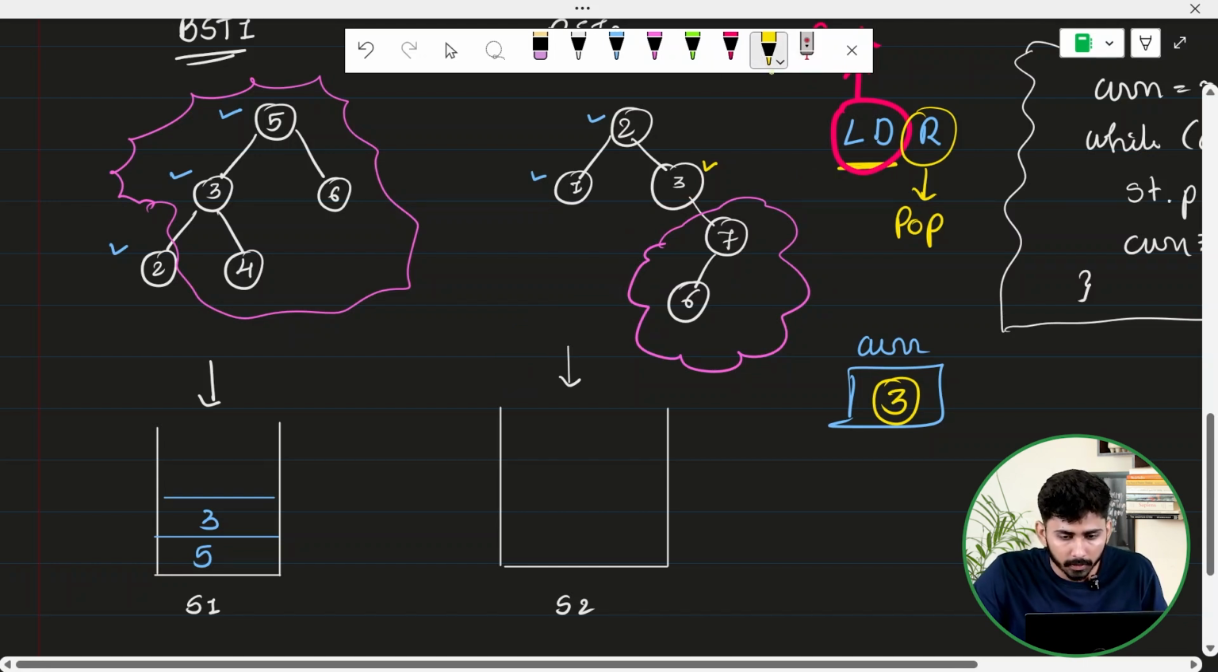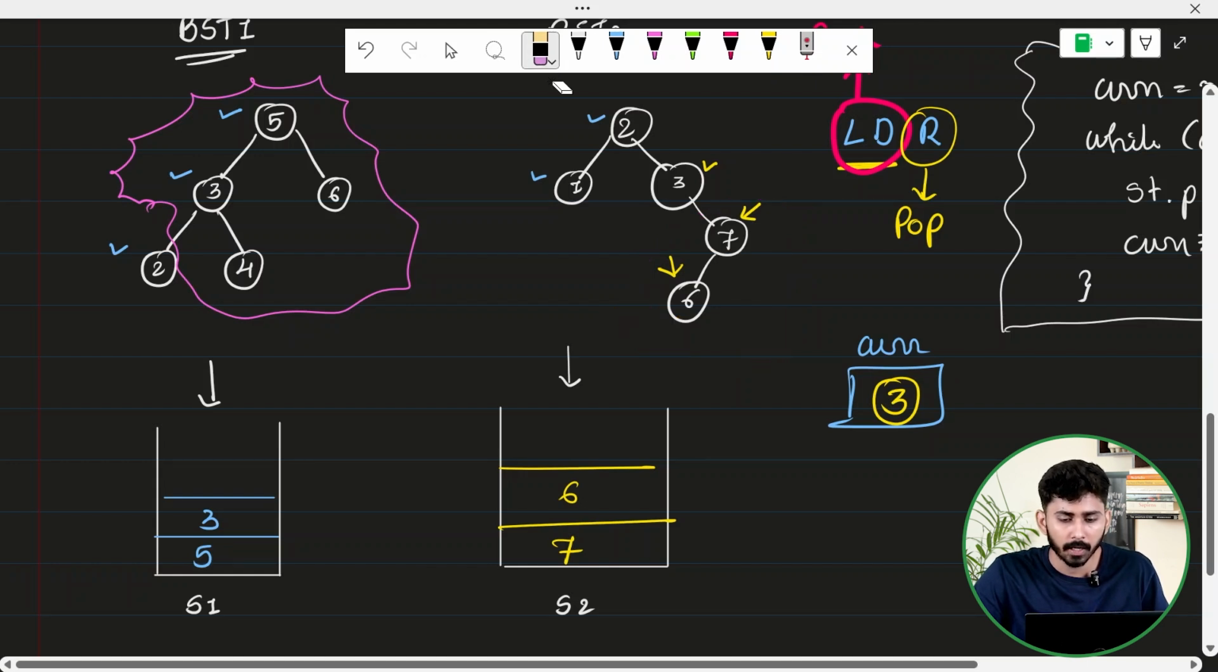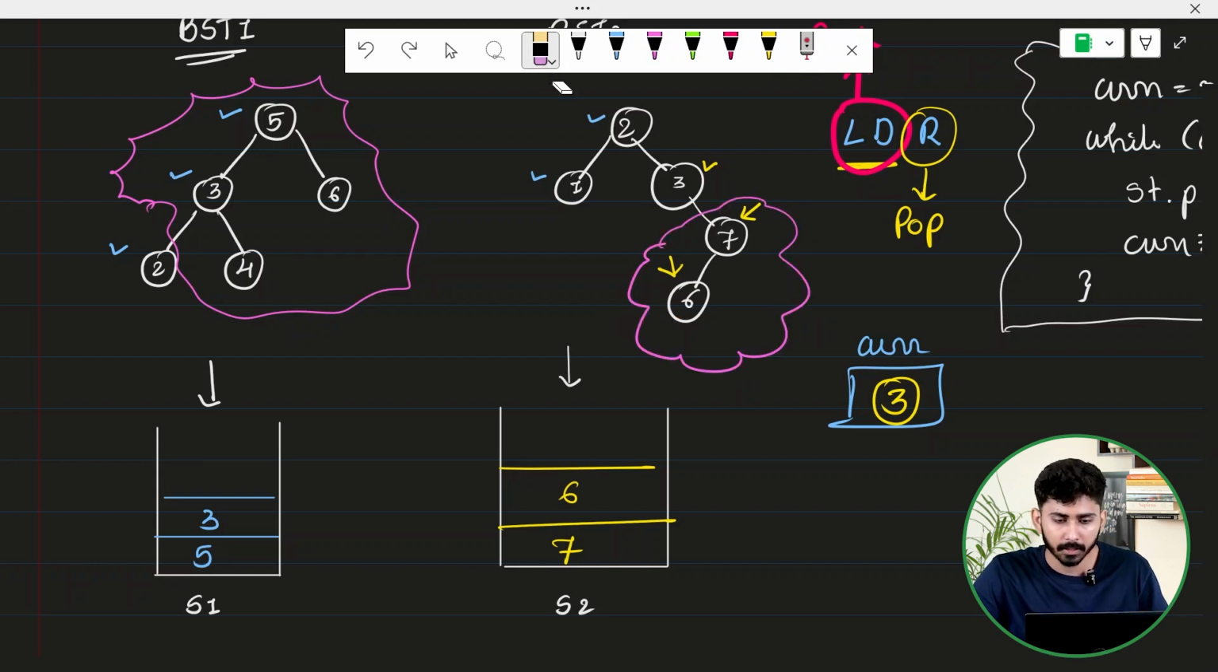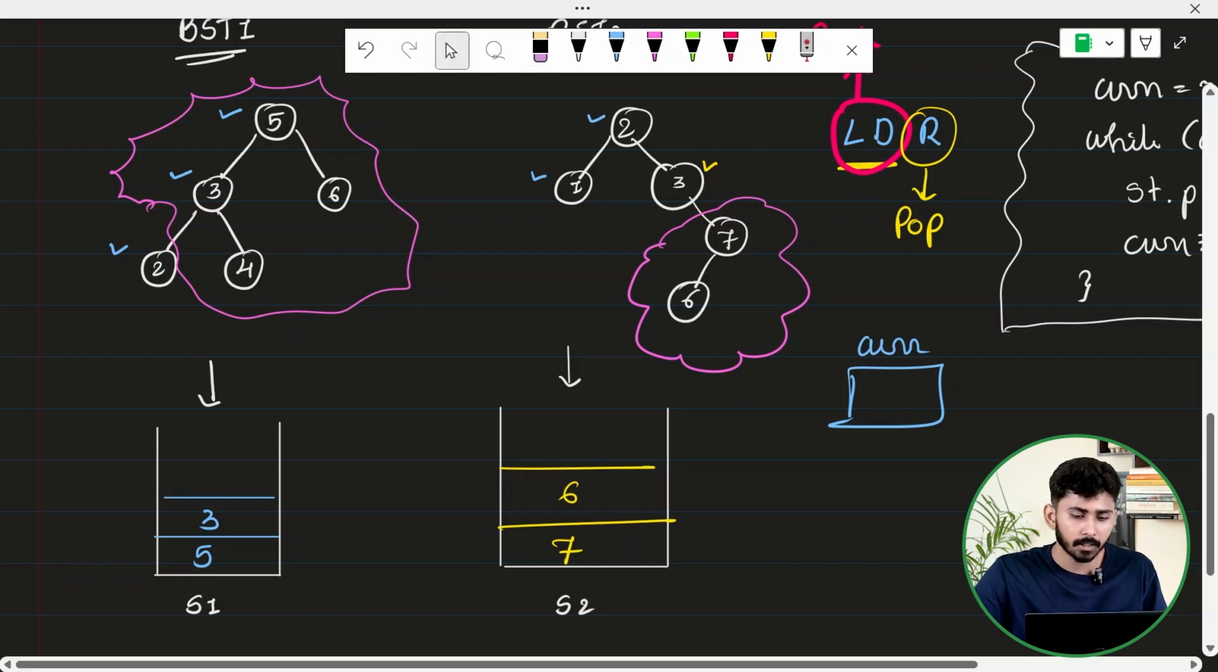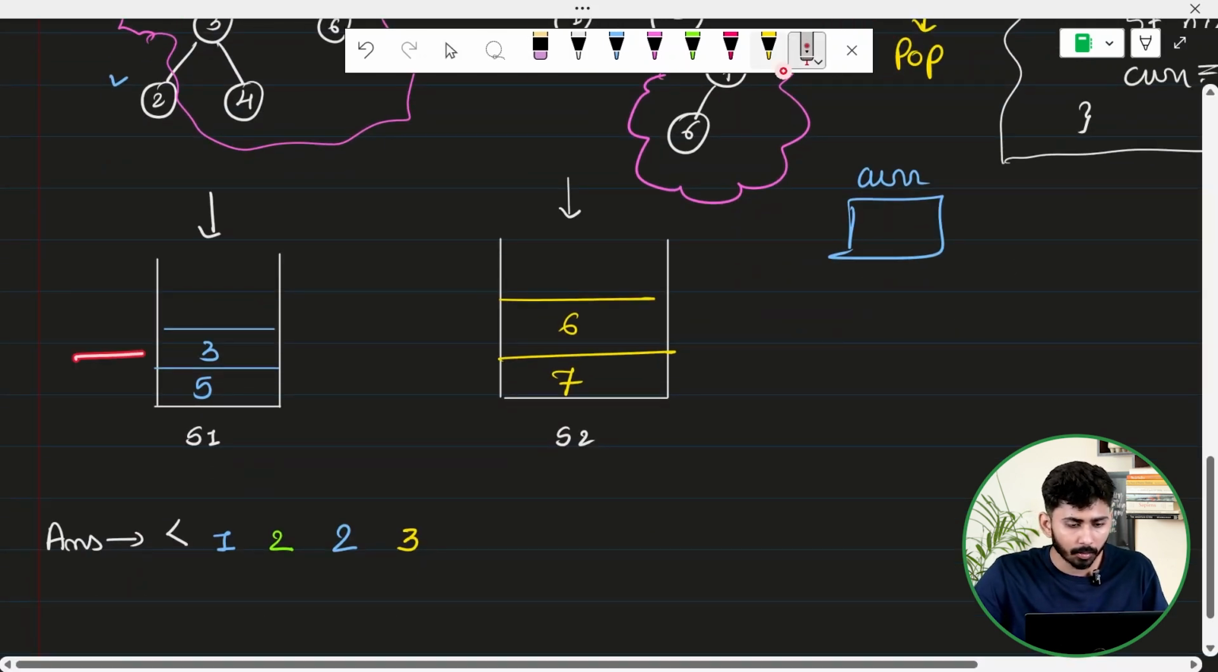So I'll move to the current, I'll go over here 7, and again I'll move to the left hand side. I'll get 6, I'll insert this 6 node, and again I try to move to the left hand side of 6, but nothing is present, so I'll stop the iteration. So L and D has been inserted inside my stack for this right subtree. So the current node, now its task is completed. Now again find the smallest one, 3 and 6.